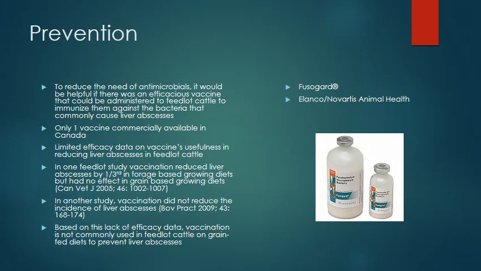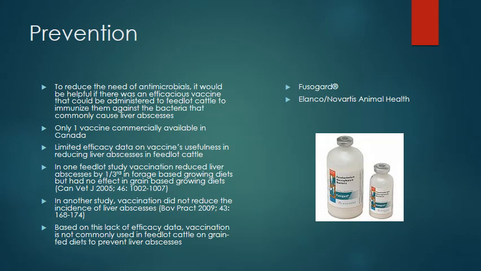What else can we do to reduce the incidence of liver abscesses? Well, there has been some work looking at the potential of vaccination against the bacteria that cause liver abscesses. There's only one vaccine commercially available in Canada at this time. It's called Fusogard. It is sold by Elanco Novartis Animal Health. This vaccine is a killed vaccine that requires multiple doses. It also has a long meat withdrawal period. There is very little efficacy data on the value of this vaccine in feedlot cattle in reducing liver abscesses.